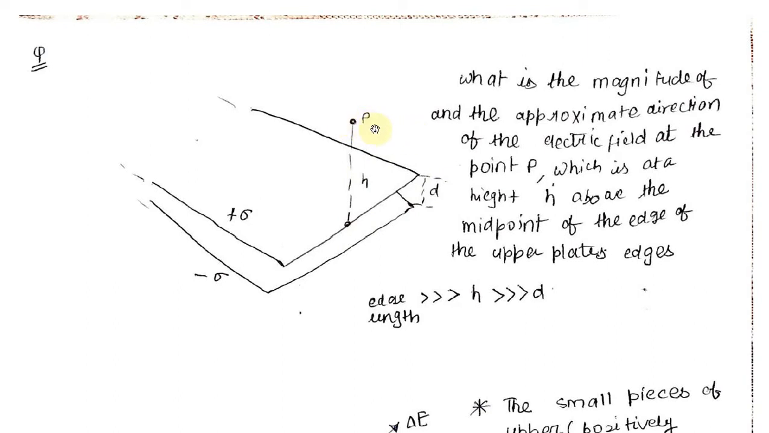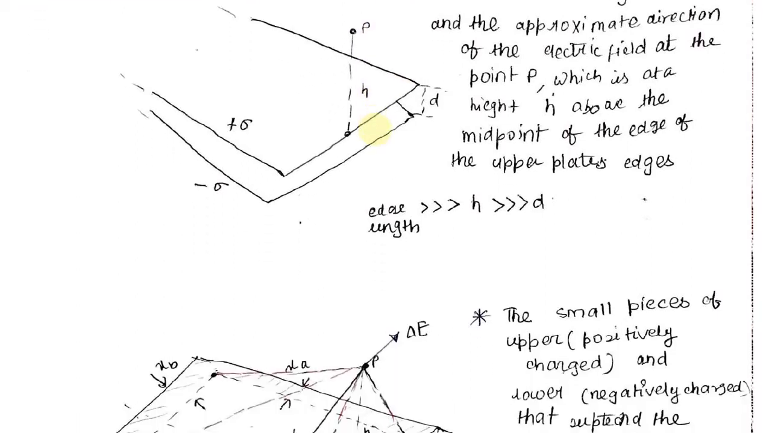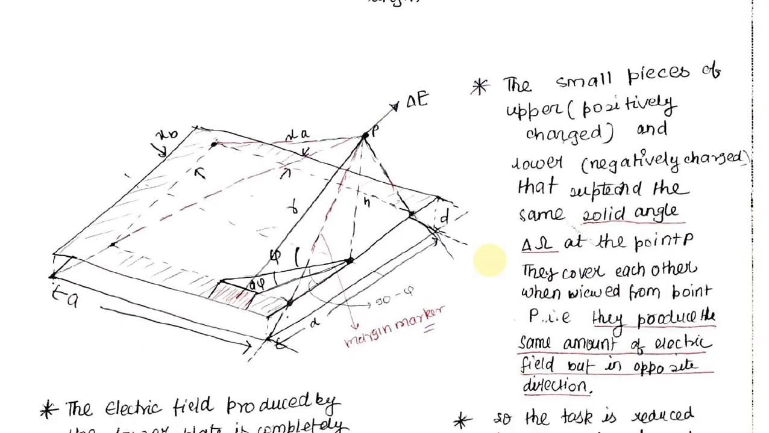So this question basically asks you about the fringing effect in a capacitor-like system. Here you can see that the height h is very much less than the edge length and very much greater than d. So the inequality is already given. Let us see the solution.